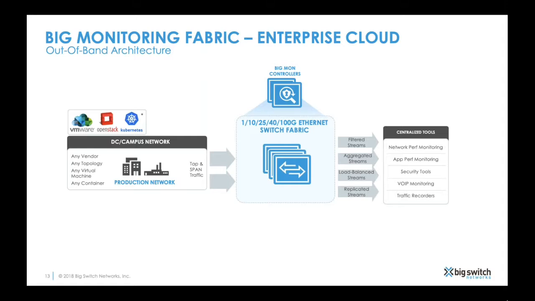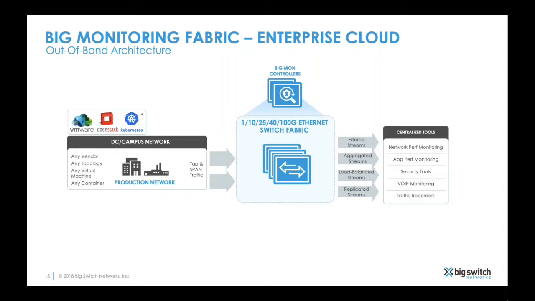So let's quickly have a look at how it works. On the left-hand side, you have your production network, and on the right-hand side, you have a single centralized tool farm where all your tools reside. The goal is to take traffic from your production network either via tap or span. That means it's a replication of your production network traffic, and give it to one or more tools. And in order for you to be able to do that, we can have a switch fabric sitting in the middle with one switch, two switches, or as many switches as you want, where you can do filtering, aggregation, load balancing, replication, and so on.